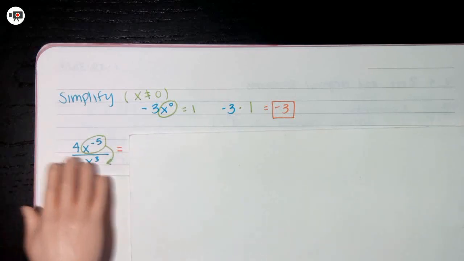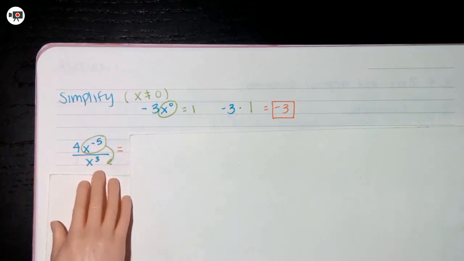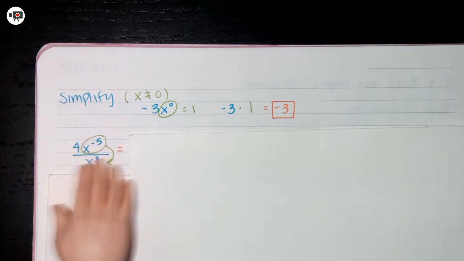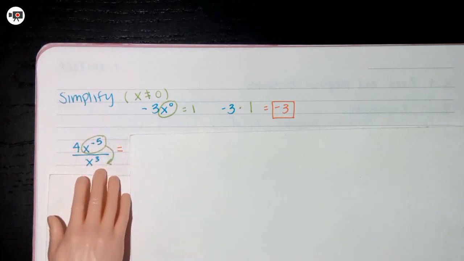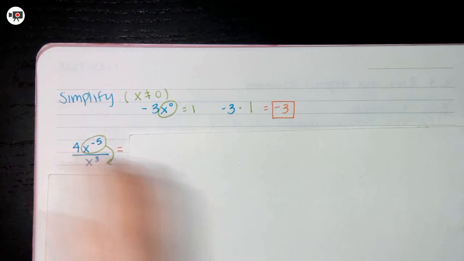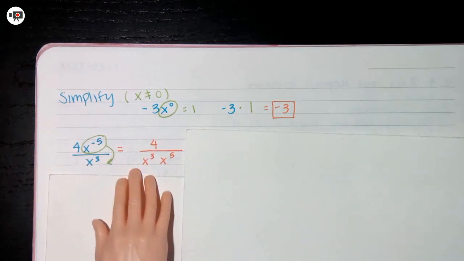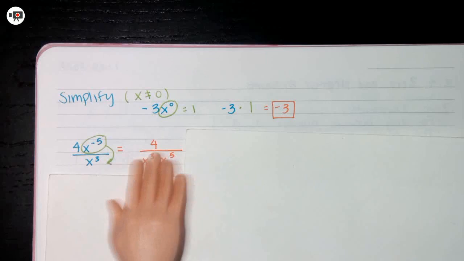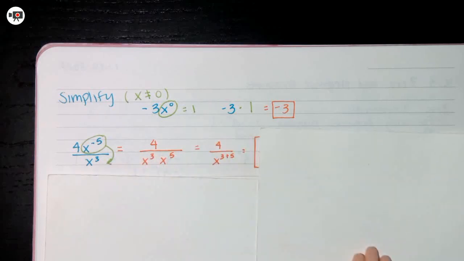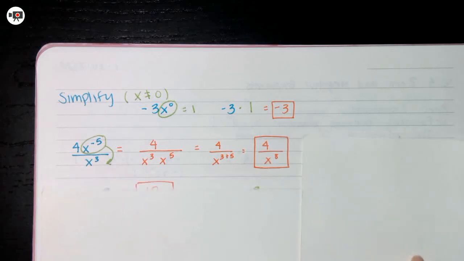If we have 4 times x to the negative 5th over x to the 3rd, this x to the negative 5th is going to move to the denominator, and the 4 is going to stay. So if I move it, I have x to the 3rd times x to the 5th, and we learned before that we can add those together. So that's 4 over x to the 3 plus 5, which is 4 over x to the 8th.